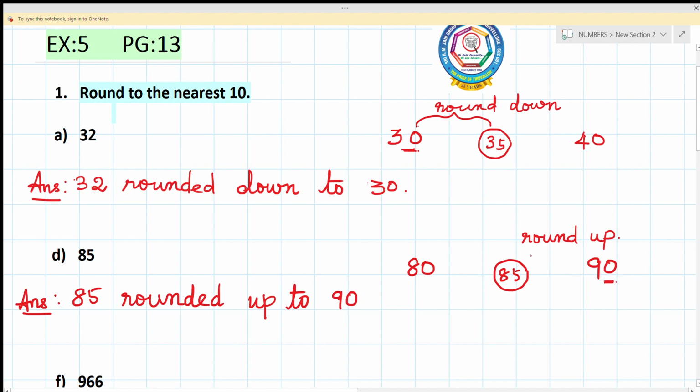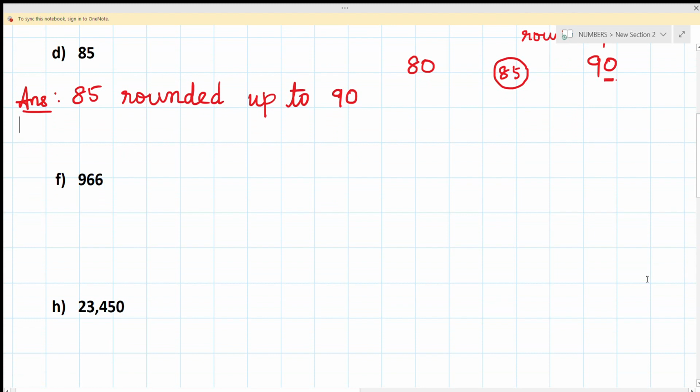We'll move to the next number now. The next number is 966. Here we are going to round the number to the nearest 10. So we can take only the two digits, 66. Now you just find the multiples of 10 which the number is closest to. Here 66 is nearest to 60 and 70, and the mid number is 65. Now just check the number 66.